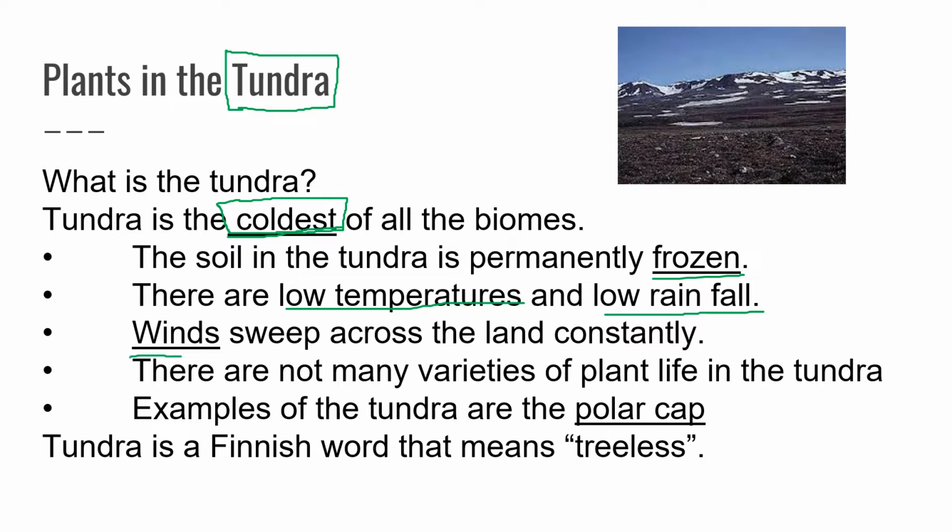There are really stiff winds that sweep across the land constantly, especially the higher you get in elevation, or going high up mountains or things like that. The wind can get pretty intense. So many types of plants that we are used to would not survive there because they would get blown away. They're just not strong enough to withstand that. So because of all these things, there's not a whole lot of variety of plant life in the tundra because again, it's a very harsh environment.